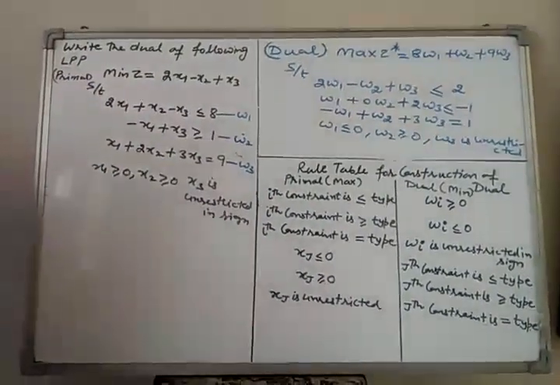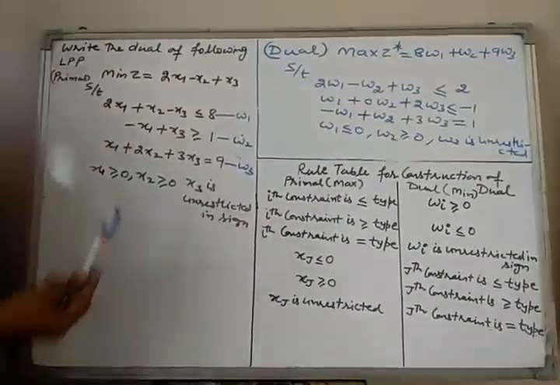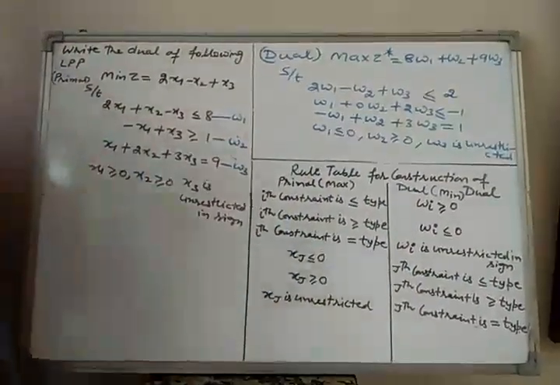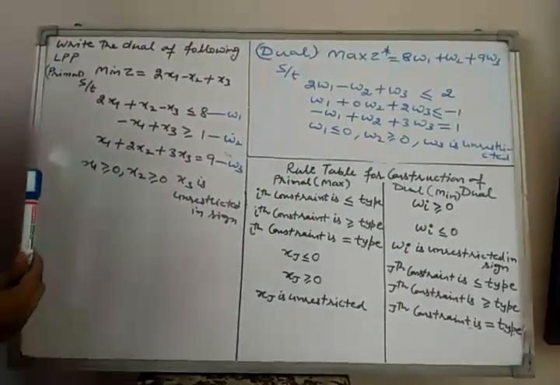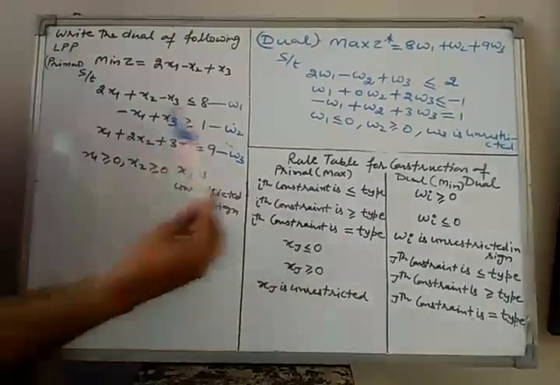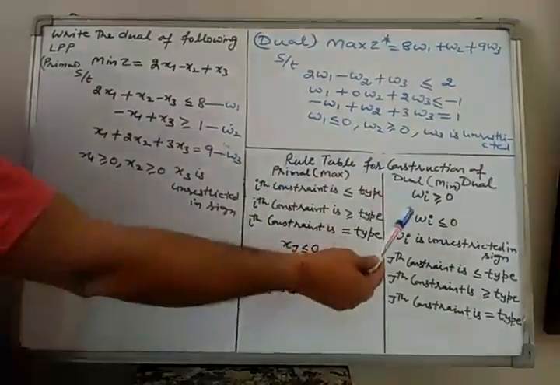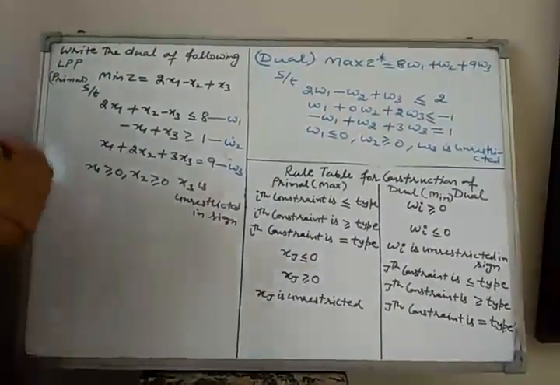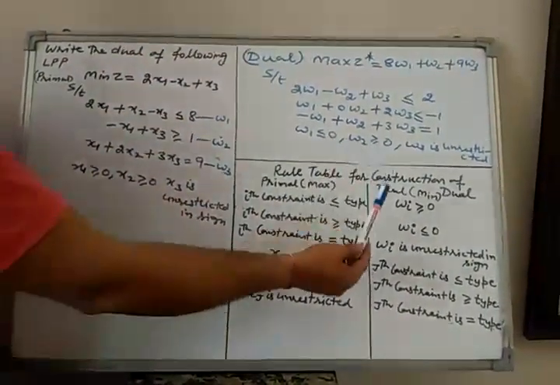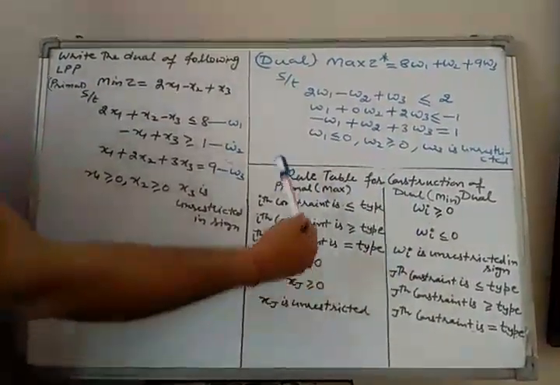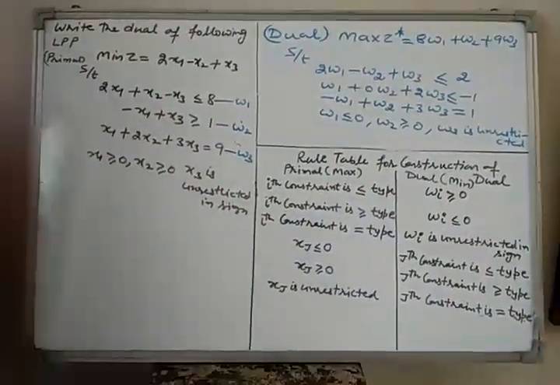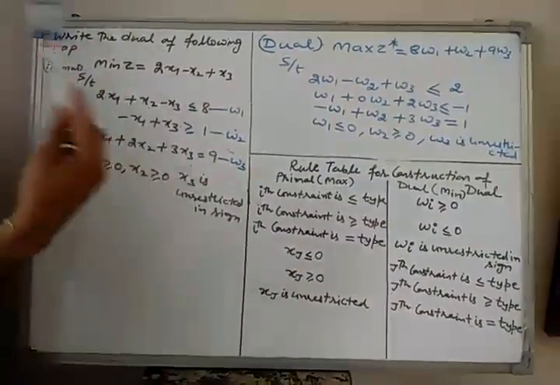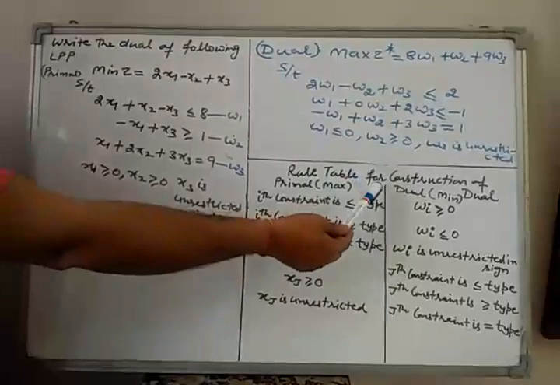Therefore, we can make the dual of any LPP with the help of this rule table. If the primal is a maximization problem, then to make its dual, we move from left to right in the rule table. And if the primal is a minimization problem, then to write its dual, we move from right to left in the rule table. In this way, we write the dual of any problem with the help of the rule table.